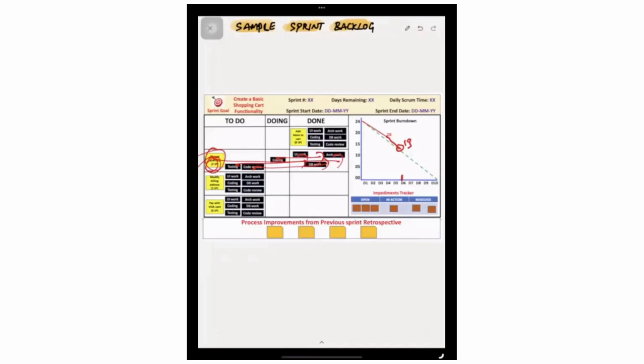The developers can use either burn down or burn up, doesn't matter. So overall, the sprint backlog is the property of the developers, which helps them to organize, track, manage the sprint work throughout the sprint, which helps them to have the higher transparency, not only for the developers, but also for the Scrum Master and the product owner.